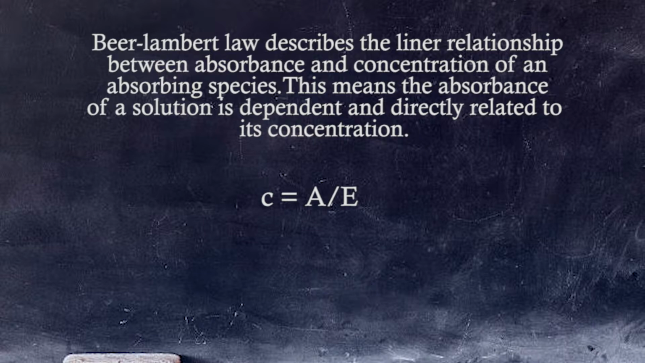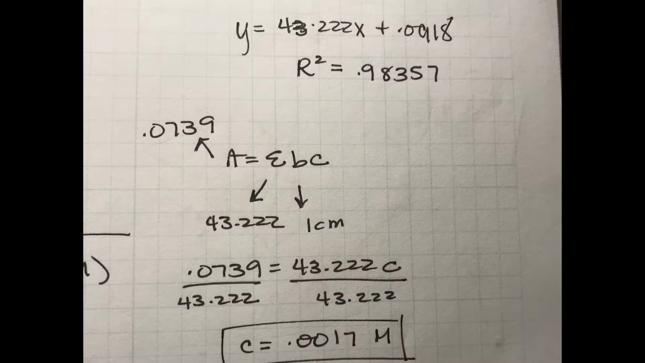Concentration can be found by rearranging the equation to C equals A over E, or absorbency over molar absorptivity, since B is simply equal to 1. If the spectrophotometer had not been zeroed, the spectrophotometer would not have been calibrated correctly, and the absorbance of the solution would not have been accurate, resulting in an incorrect concentration value for the unknown solution.